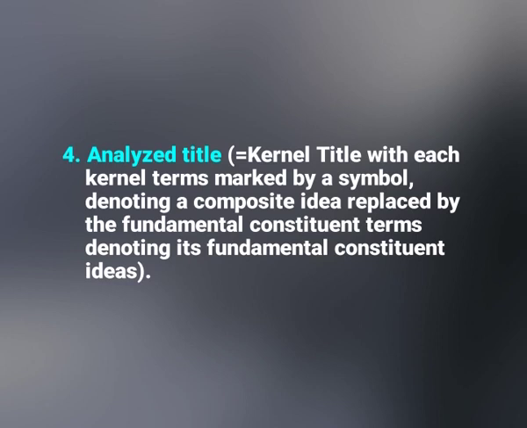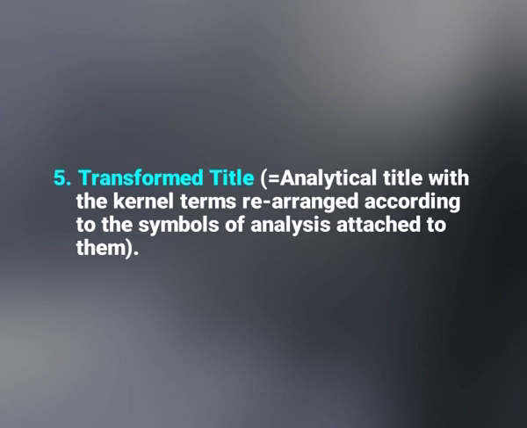Okay. Then the 8 steps in construction of a class number have to be followed, which are provided by Ranganathan, such as raw title, expressive titles, and other steps such as the kernel titles and analyzed titles, wherein the kernel title with each kernel term marked by a symbol denoting a composite idea replaced by the fundamental constituent terms denoting its fundamental constituent ideas. Then 5th you have to follow is the transform titles, wherein the analytical title with the kernel terms rearranged according to the symbol of analysis attached to them.